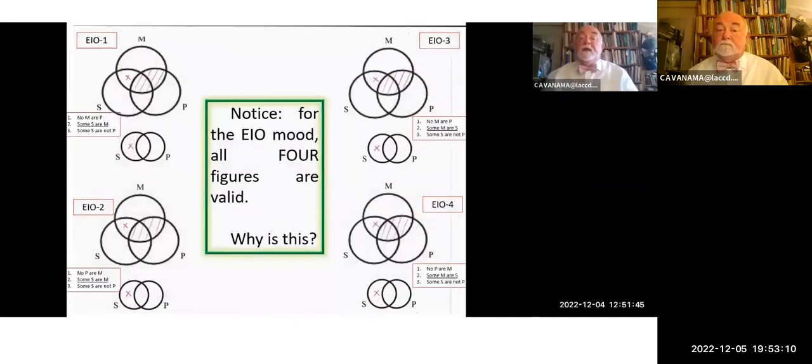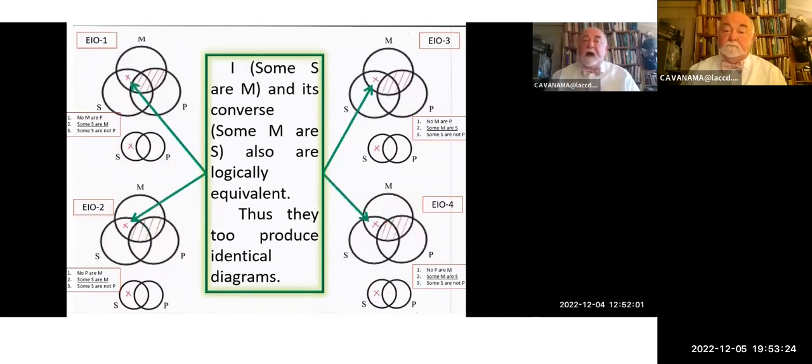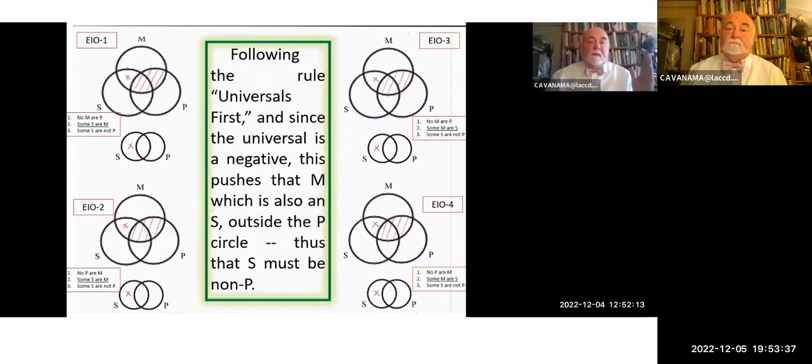Notice for the EIO mood, all 4 figures are valid. Why is this? Well, because E, which is no M is P, and its converse, no P is M, are logically equivalent. Therefore, they produce identical diagrams. I and its converse are also logically equivalent. I is some S is M, its converse is some M is S. So they too produce identical diagrams because of the converse. Following the rule universals first, and since the universal is the negative, this pushes the M, which is also an S, outside the P circle, therefore that S must be a non-P.